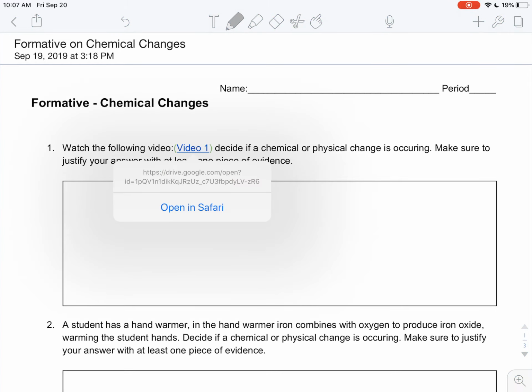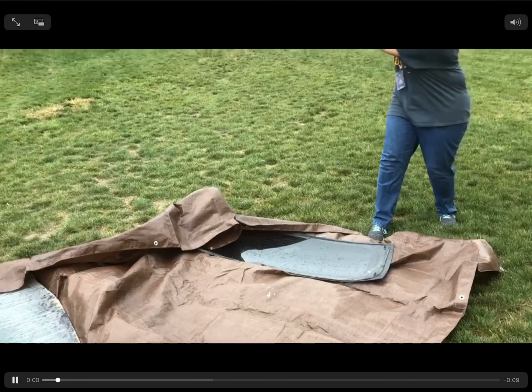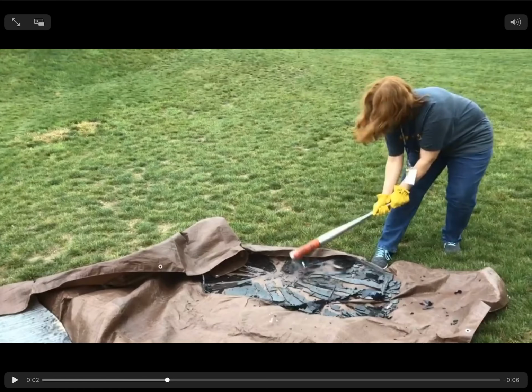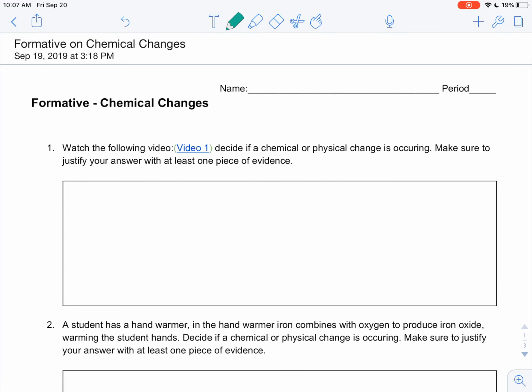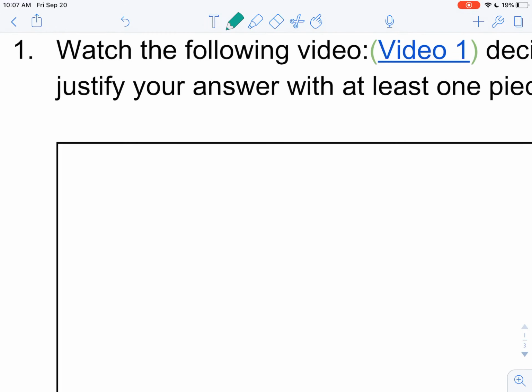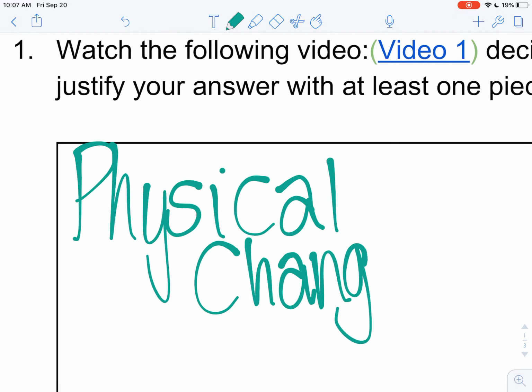So let's look at number 1. Number 1's video is a video of Mrs. Clausen just simply breaking a windshield. Okay, so the windshield itself does not change. She may hit it, but it's just in smaller pieces. Due to the fact that it's the same substance, it's going to be a physical change. The windshield just breaks. It's only a change in physical properties.